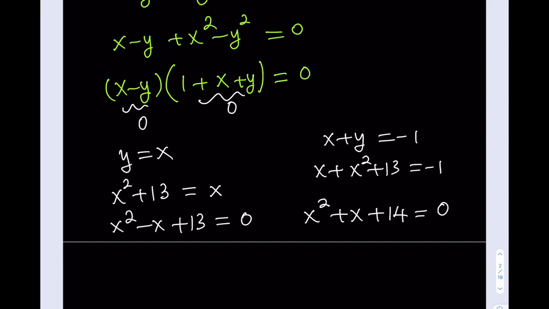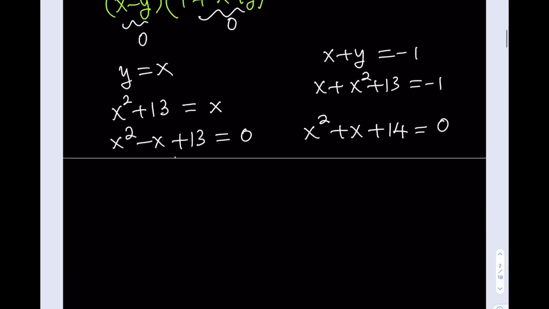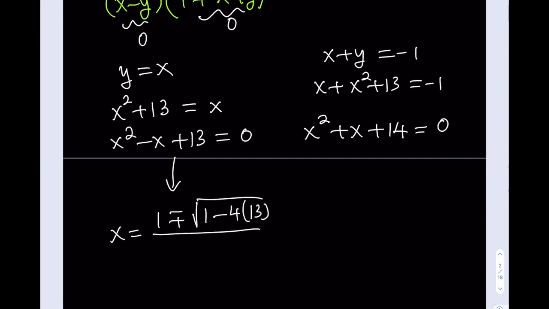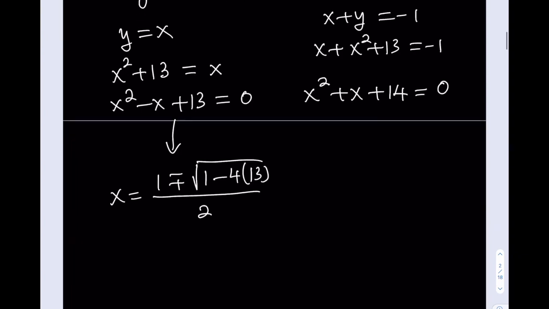And then I will be explaining the second method. All right, let's see what happens. Here I do have x equals -b plus minus the square root of b squared, which is 1, minus 4ac, which is 4 times 13, and then divide everything by 2. Awesome. Let's go ahead and simplify this.